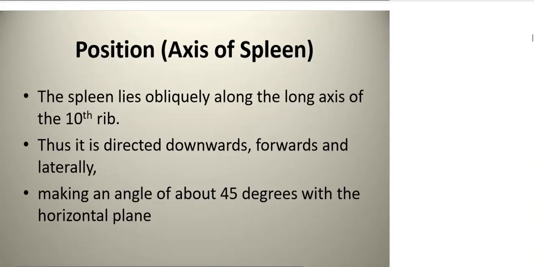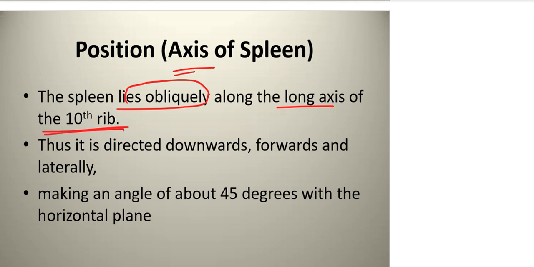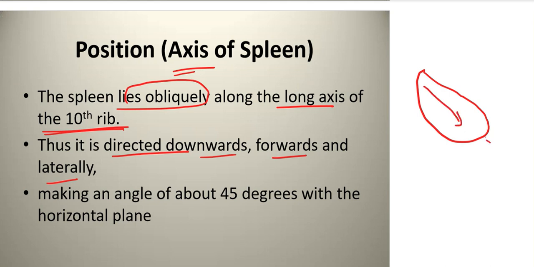The position and axis of the spleen: it lies obliquely along the long axis of the 10th rib. The direction is downward, forward and laterally. This is the spleen direction, downward and then forward and laterally, making about 45 degrees with the horizontal plane.